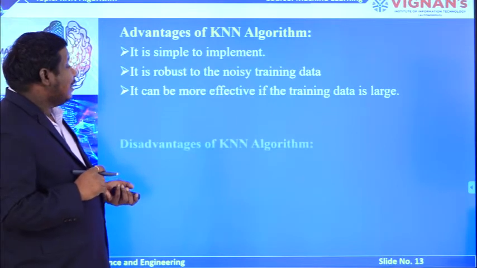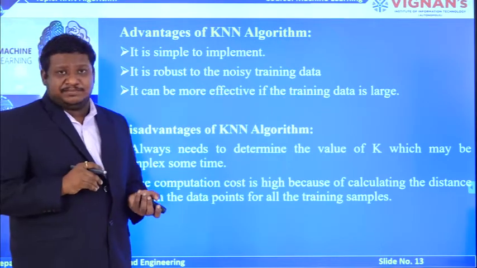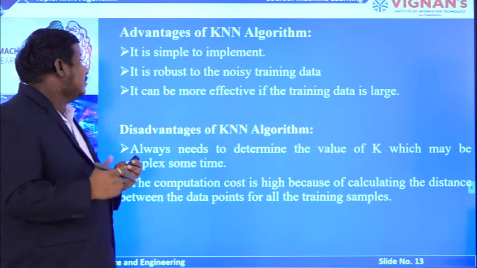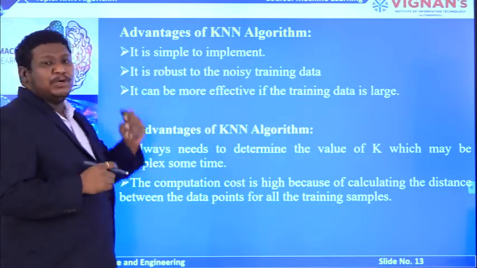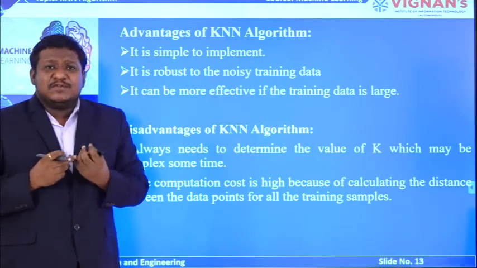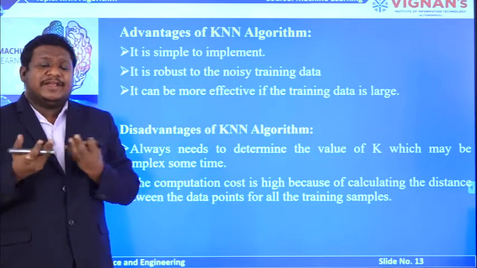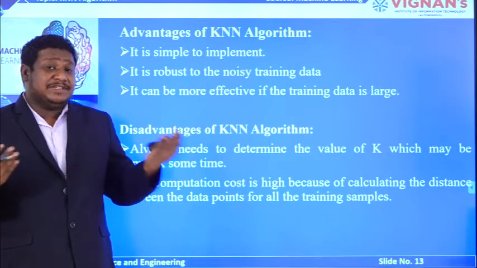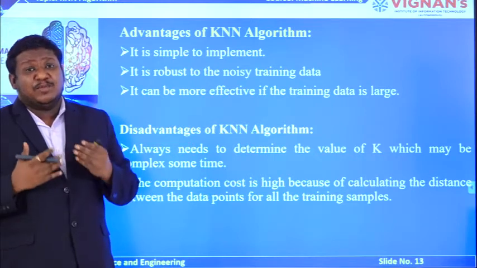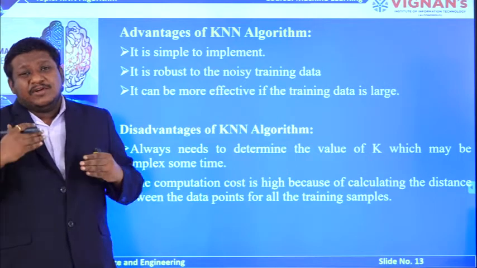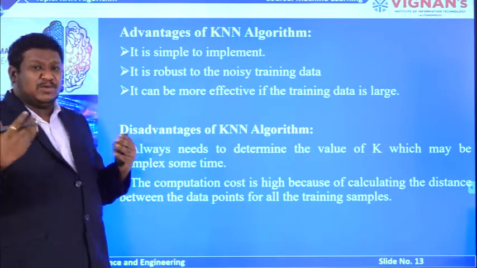So what are the advantages of the KNN algorithm? What are the various advantages you are going to get by using it? The first one is that it is simple to implement. Why? Because first you find the k value, then calculate the Euclidean distance, then count the number of nearest neighbors from each category, and based on the larger number of neighbors in a category, you assign the point. So it is very easy to understand and easy to implement in most cases.